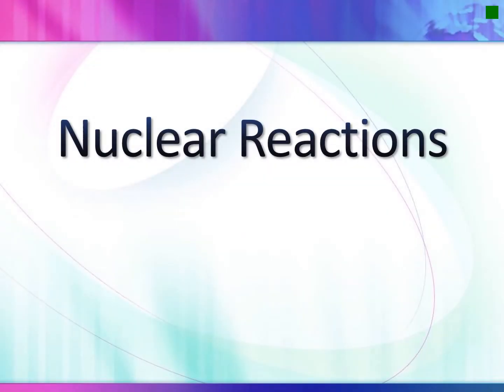Today's focus will be on nuclear reactions. The difference between a nuclear reaction and a chemical reaction is that nuclear reactions deal with the change in the nucleus. What's in the nucleus? Protons or neutrons. So we're changing something about the proton or neutron count, whereas a chemical reaction changes the electron count.